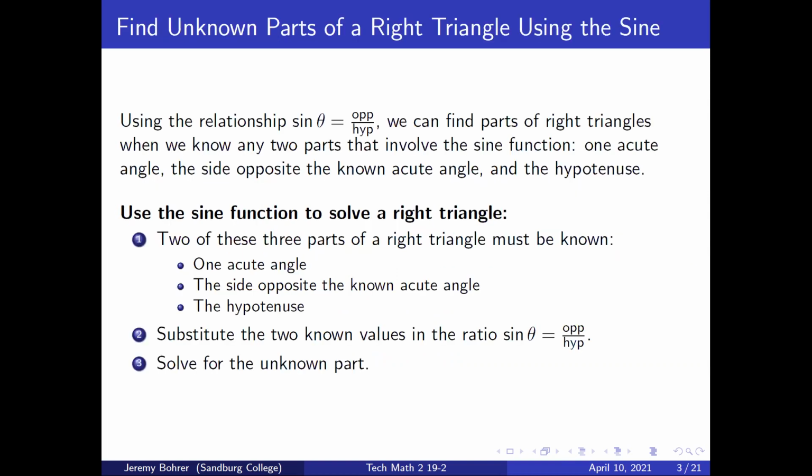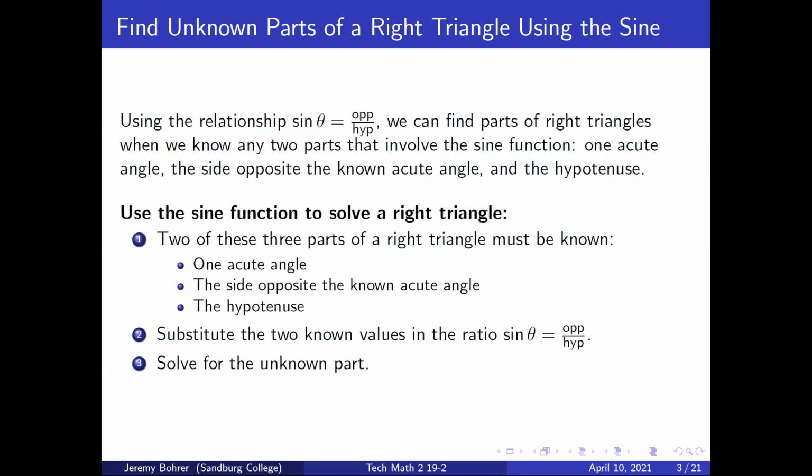Using the relationship sine theta equals opposite over hypotenuse, we can find parts of right triangles when we know any two parts that involve the sine function: one acute angle, the side opposite the known acute angle, and the hypotenuse. Use the sine function to solve a right triangle. 1. Two of these three parts of a right triangle must be known: one acute angle, the side opposite the known acute angle, and the hypotenuse.